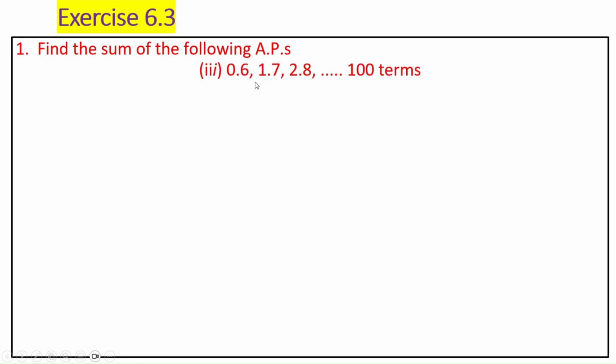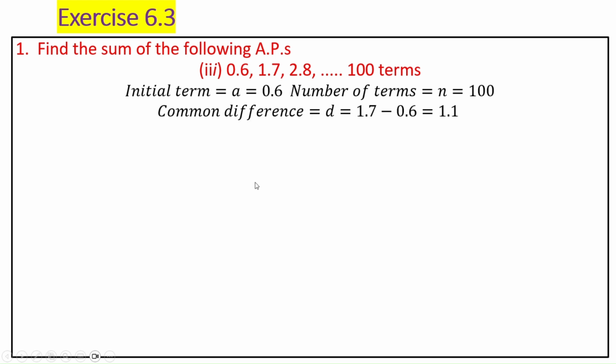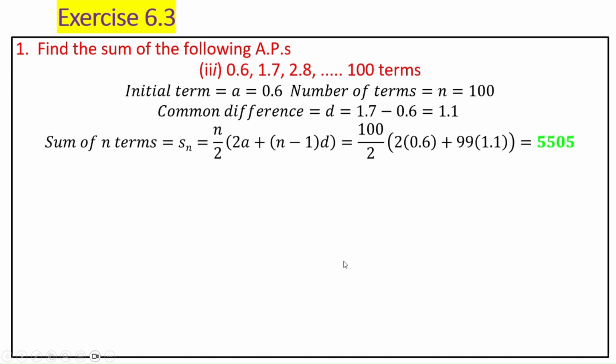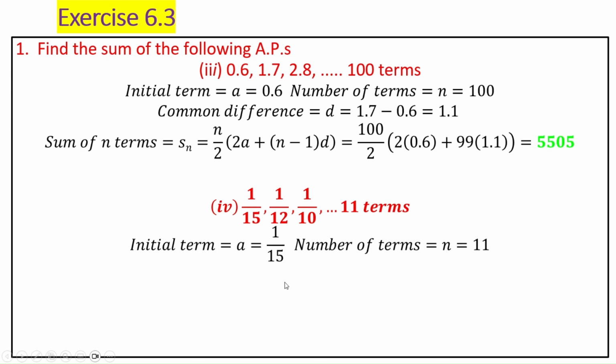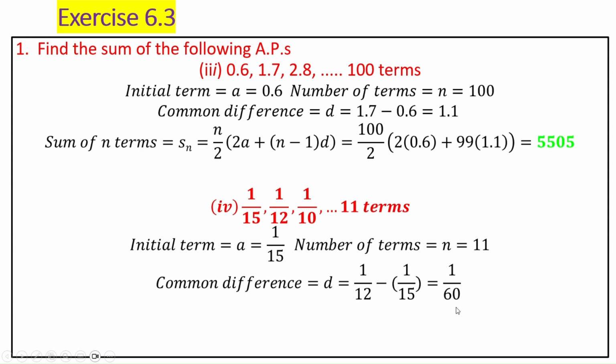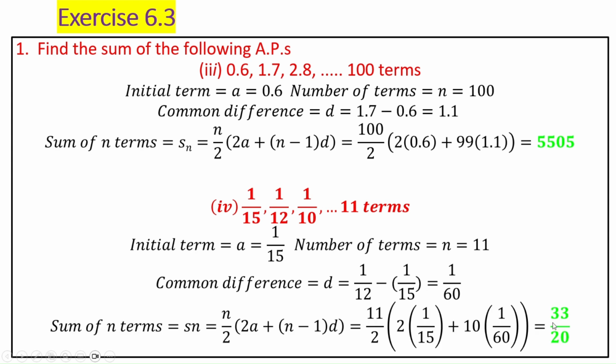Okay, third series 0.6, 1.7, 2.8, up to 100 terms. Okay, so a equals 0.6, n equals 100, d equals 1.1. So the answer is 5505. Okay, next 1 by 15, 1 by 12, 1 by 10, up to 11 terms. Okay, a equals 1 by 15, n equals 11, d equals 1 by 60. If I substitute the values, I get 33 by 20. Okay, next.